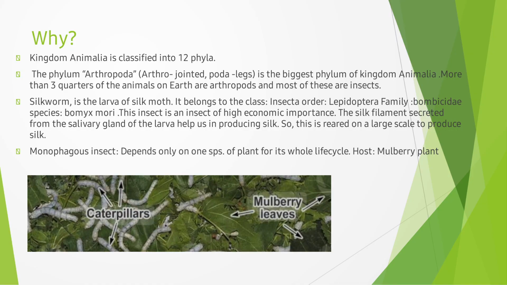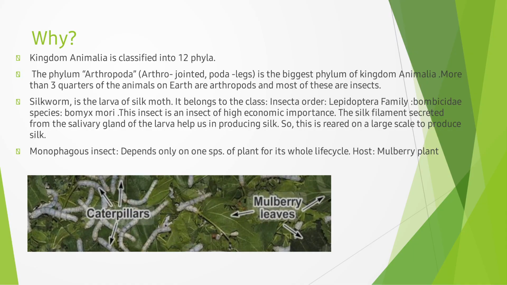So, under these insects, the silkworm, a prominent insect, is the larva of the silk moth. It belongs to the class Insecta, order Lepidoptera, family Bombycidae, and species Bombyx mori. This is an insect of high economic importance. The silk filament secreted from the salivary gland of the larva helps in producing silk. So, this is reared on a large scale to produce silk.